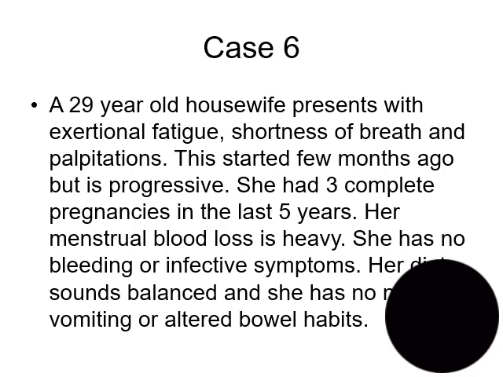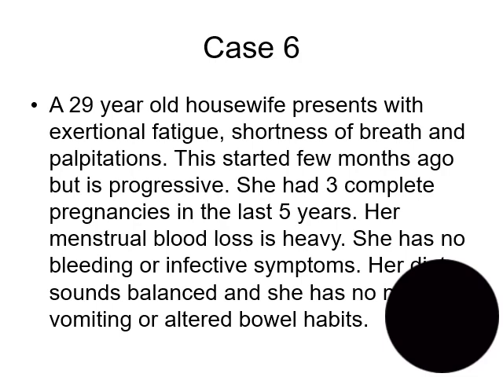Case number 6, we said that this is a lady with exertional fatigue and shortness of breath, and a group of symptoms that we agreed on to be likely secondary to anemia. We said these symptoms can be caused by anemia or respiratory conditions or cardiac conditions. And we said that she has the risk factors in the history here. She had 3 pregnancies in 5 years, and she has excessive menstrual blood loss.